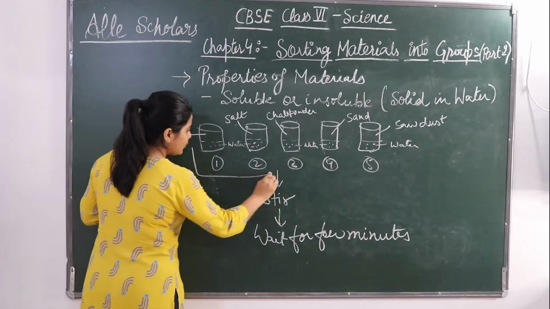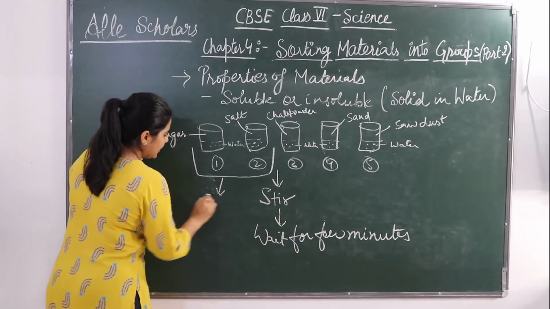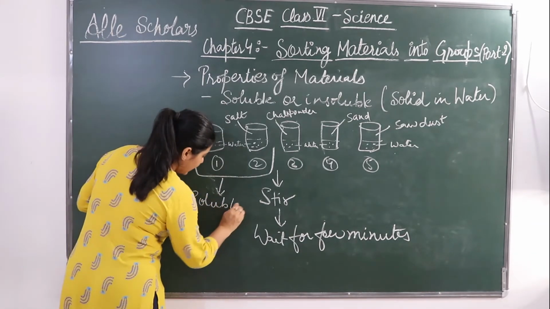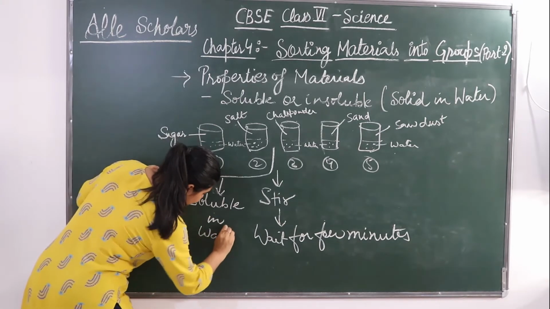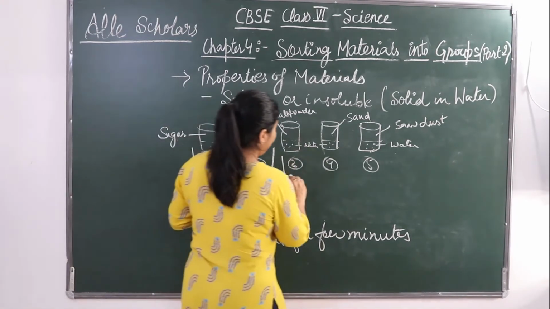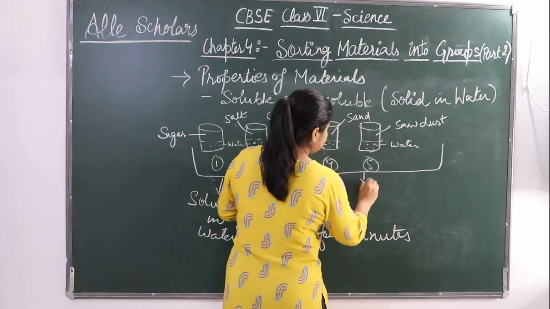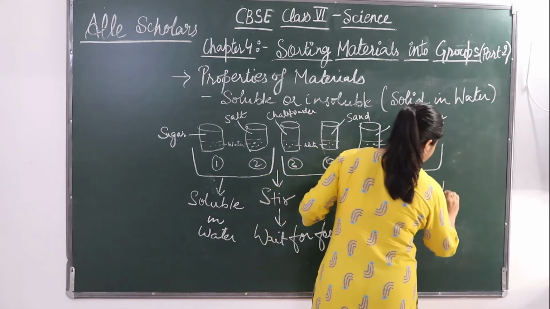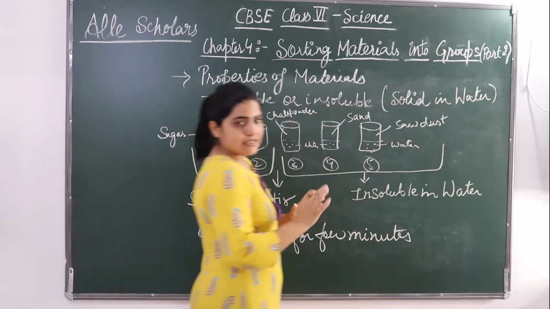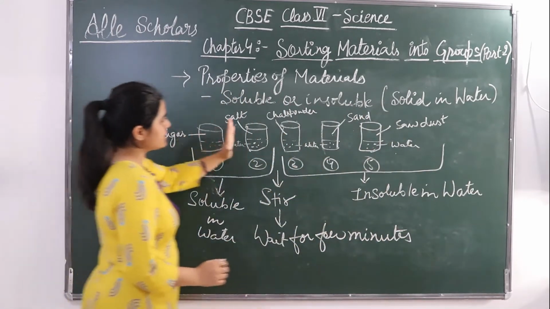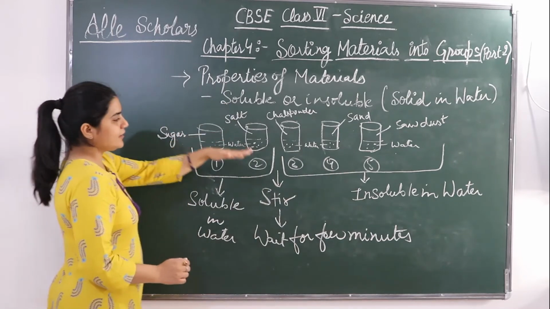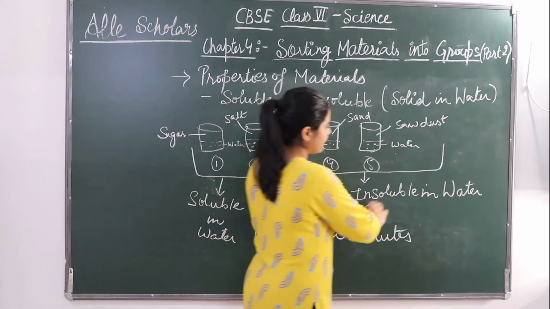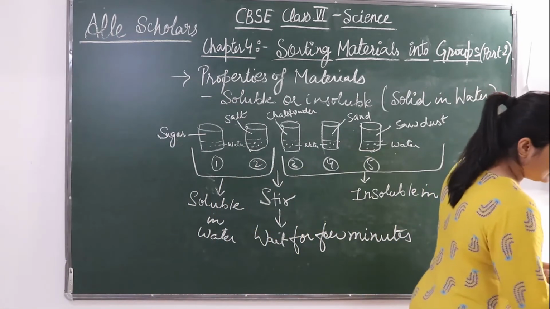So we find that 1 and 2, sugar and salt, disappear in water, which means they are soluble in water. And these three, chalk powder, sand and sawdust, are insoluble in water. So you can see that we have taken solids in all the cases and mixed them in water, but in some cases we found that they are soluble in water, and in the other cases we found that they are insoluble in water.